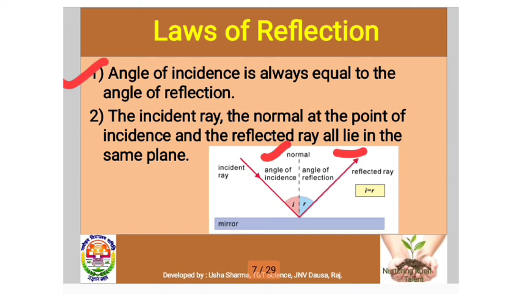The second point is that the incident ray, the normal at the point of incidence, and the reflected ray all lie in the same plane. The incident ray, the normal at the point of incidence, and the reflected ray all lie in the same plane, as you can see in the picture as well.